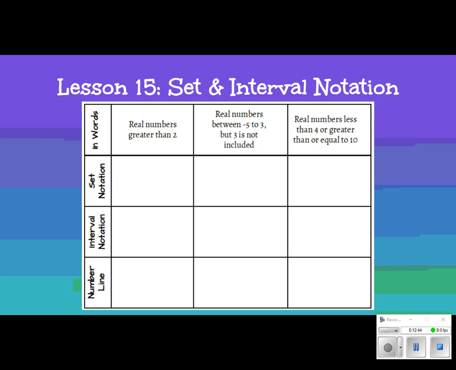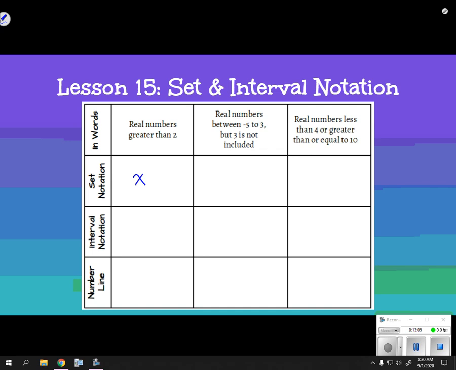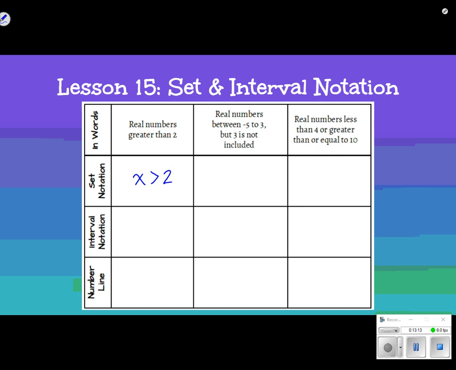So real numbers, all the numbers you have ever worked with and will continue to work with until you get to Algebra 2, every single one of them are real numbers. In Algebra 2 they start introducing things that aren't real. Every single thing that we're dealing with, we're going to use x. x is going to represent a real number. So we're looking at real numbers greater than 2.